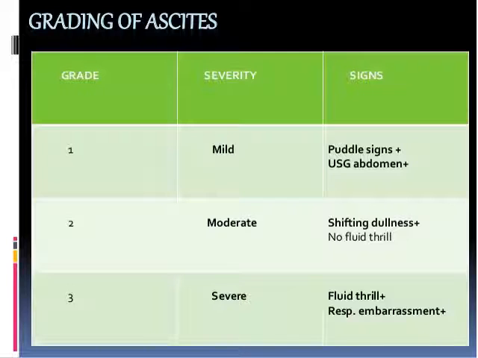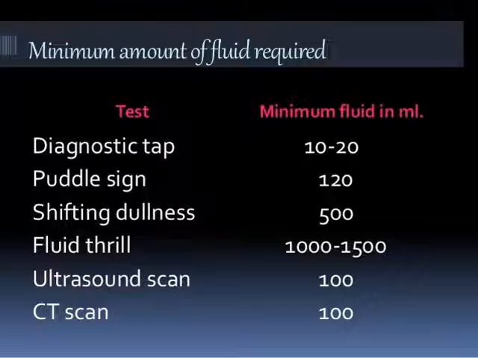Grading of ascites. Clinically, we divide ascites into 3 grades according to severity: mild, moderate, severe, and signs. In mild cases, Badal sign; in moderate cases, shifting dullness; in severe cases, fluid thrill with respiratory embarrassment.